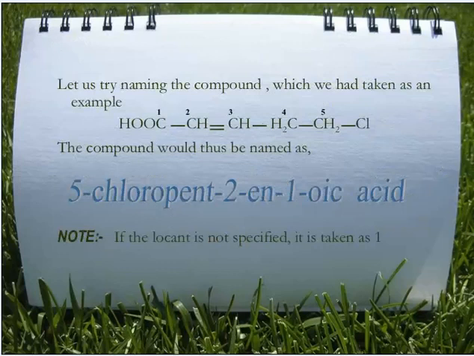Let us try naming the compound which we had taken as an example. COOH, CH double bond CH, CH2, CH2, Cl. If we use the rule we said, the name will be 5-chloropent-2-en-1-oic acid. The right numbering is from the carboxyl, not from the CH2 which carries chlorine, because COOH is the functional group of the compound.